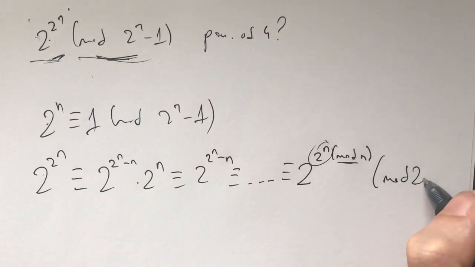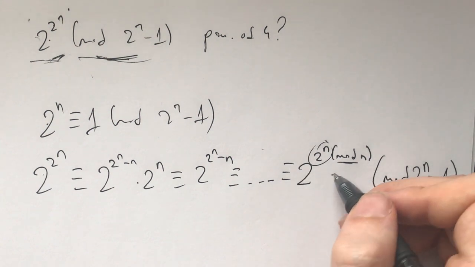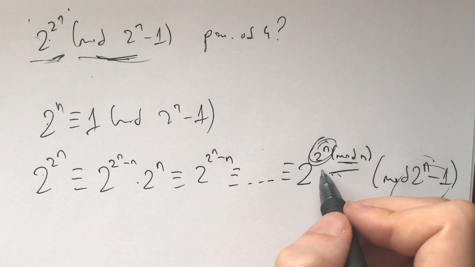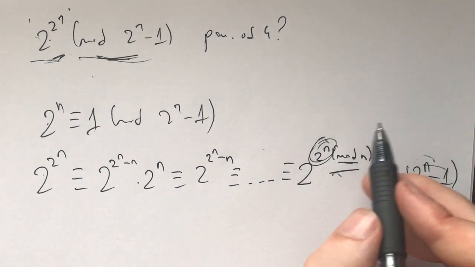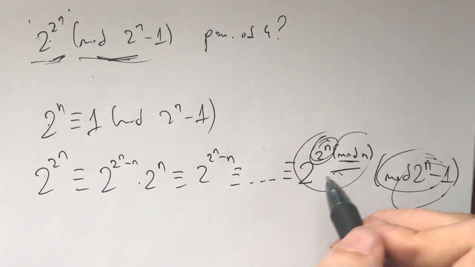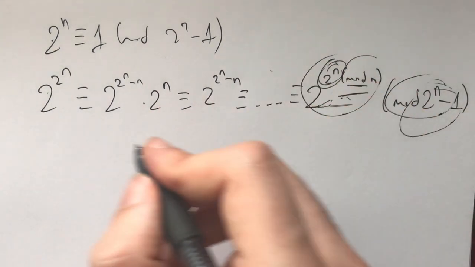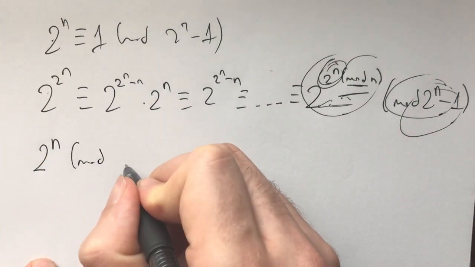And this number will be the remainder, because modulo n it is at most n minus 1, so it is less than 2 to the n minus 1. So this is what our actual remainder is. And now the question is really: what is 2 to the n modulo n?